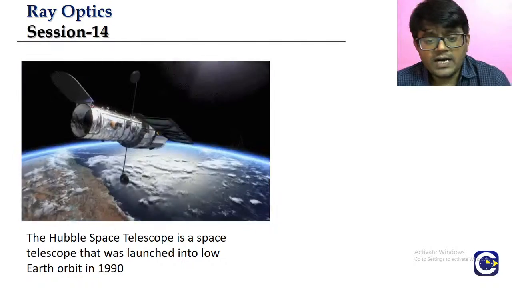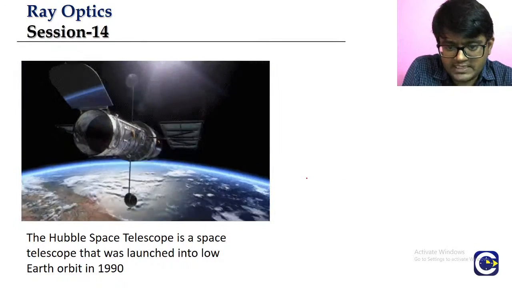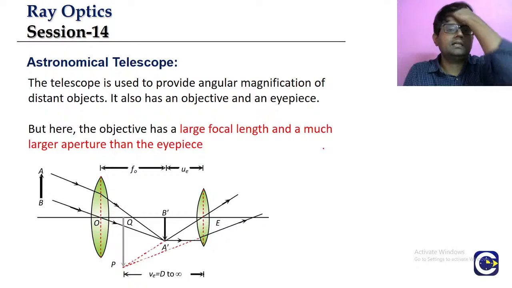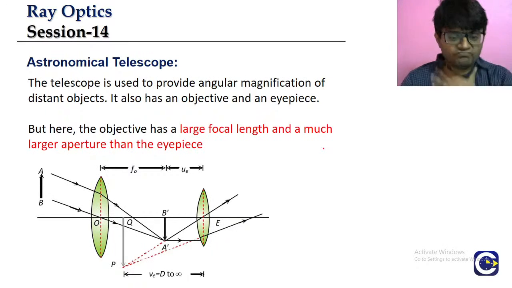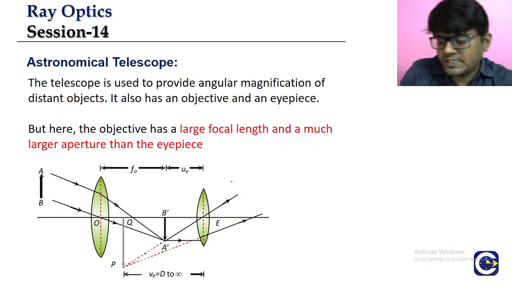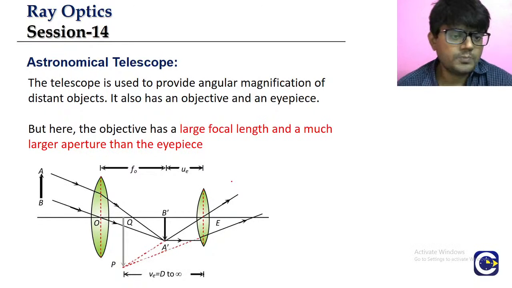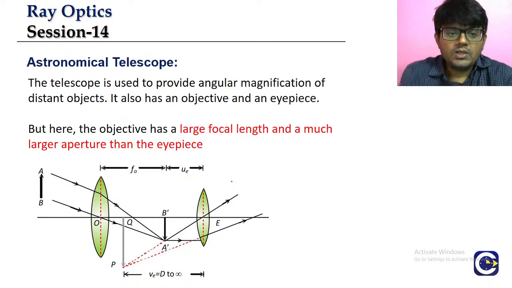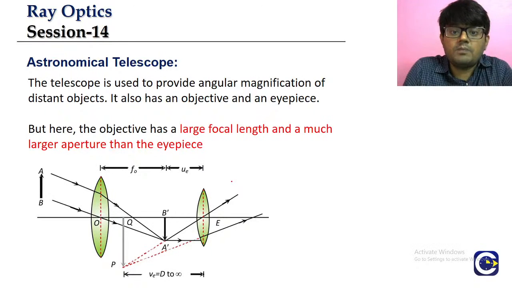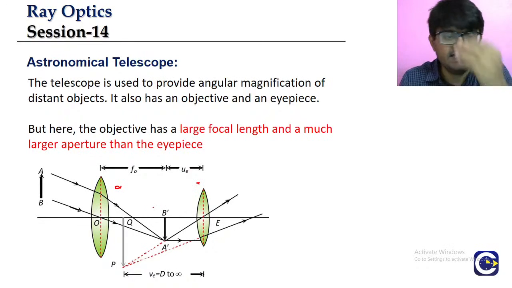Now our goal here is to understand how these telescopes actually work. So we will begin with the astronomical telescope. We will focus mainly on two telescopes. One is what we call an astronomical telescope. The second will be the terrestrial telescope. Just like the compound microscope we have seen, the astronomical telescope also has two lenses. It will have two convex lenses.